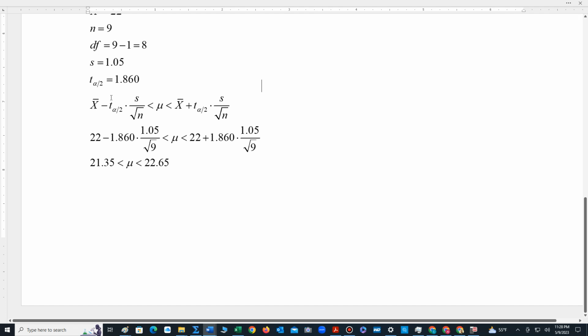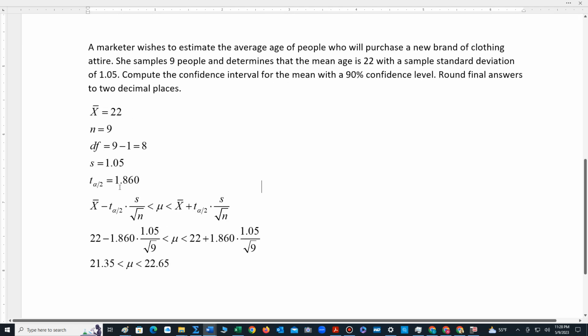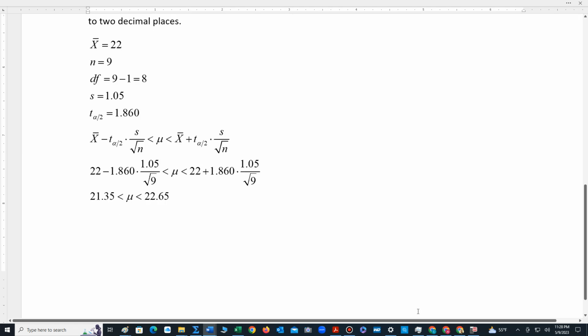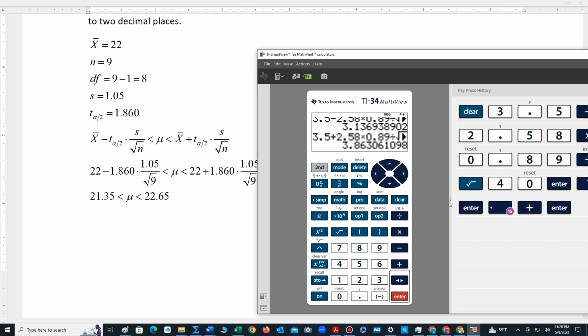So it's x bar minus t times s over radical n. And so we insert all of our information into the formula. x bar is 22 minus t, the t-value, 1.860 times sample standard deviation, 1.05 divided by radical 9, and then we calculate. So let's go ahead and type in our information.